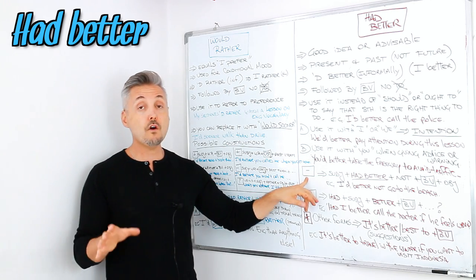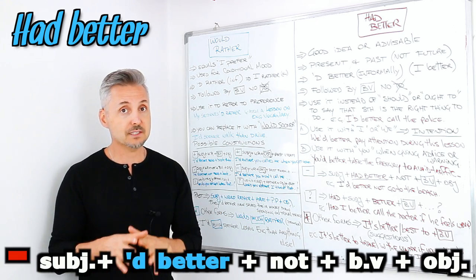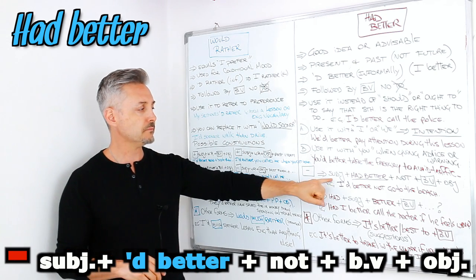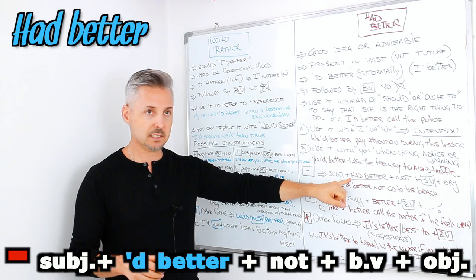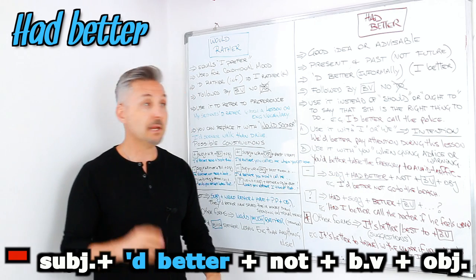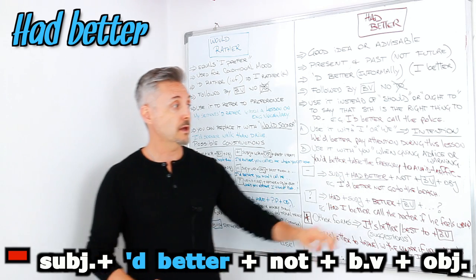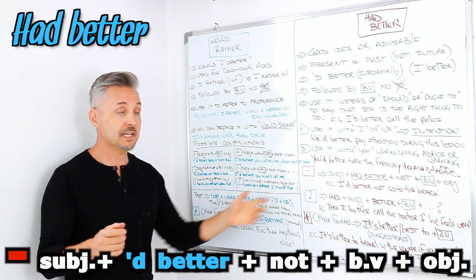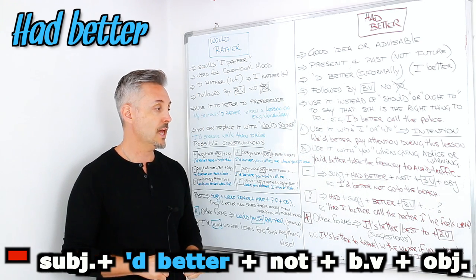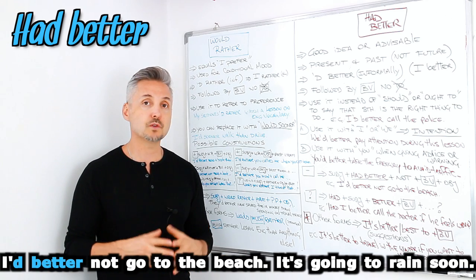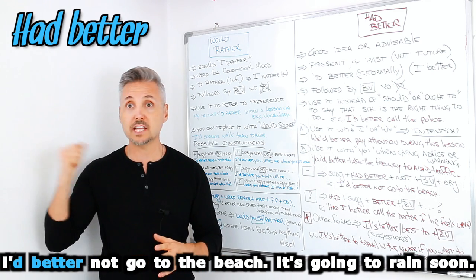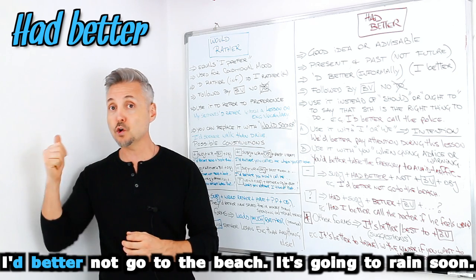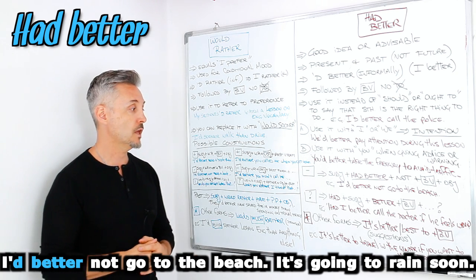Now, for a negative sentence, the formula for had better is subject plus had better plus not, right here, plus the base of the verb without to, plus the object. The example that I wrote: I'd better not go to the beach. It's going to rain soon.